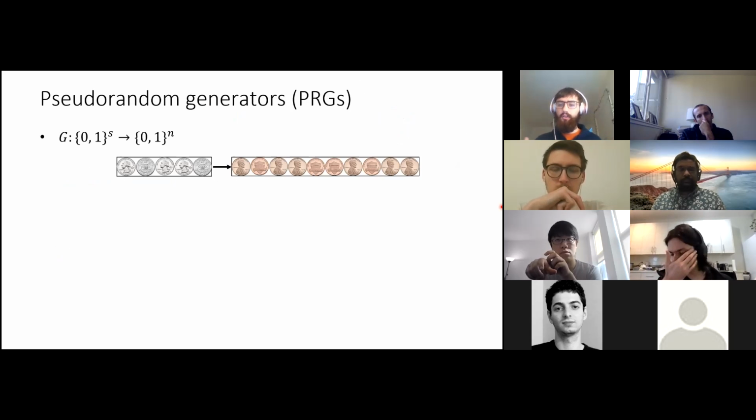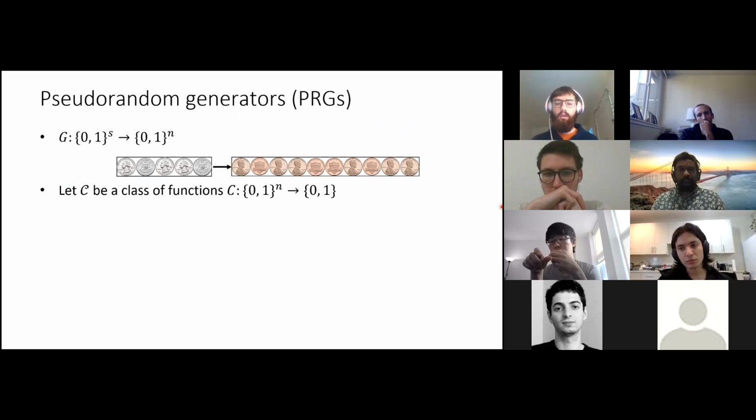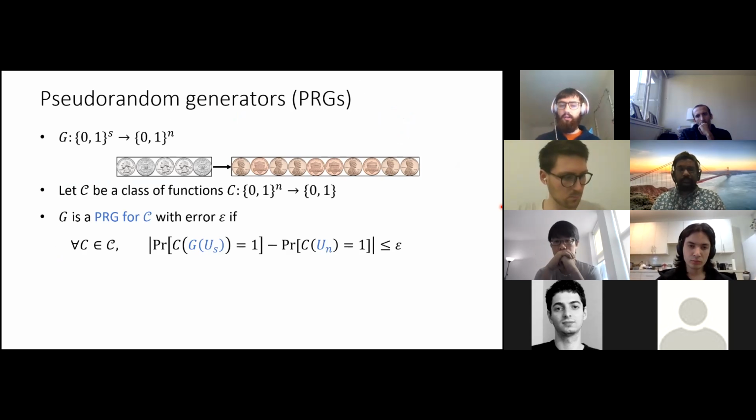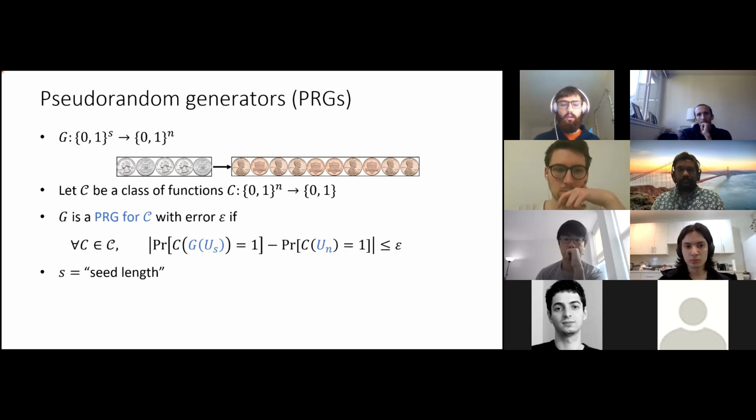So a pseudorandom generator, to remind you, is a function that stretches a short, truly random seed out to a long pseudorandom n-bit string. And to make this pseudorandomness condition precise, we consider some class of test functions C. In our case, these test functions are going to be threshold circuits. And the requirement is that for any circuit in the class, the acceptance probability of the circuit is basically the same, whether you plug in a truly random input or you plug in a pseudorandom input that we got from the generator. This value epsilon, the additive error between these acceptance probabilities, is called the error of the pseudorandom generator. And the number of truly random bits that the generator uses is called the seed length of the generator. Ideally, we'd like the error and the seed length to be as small as possible.